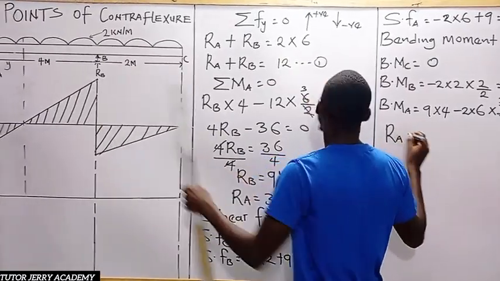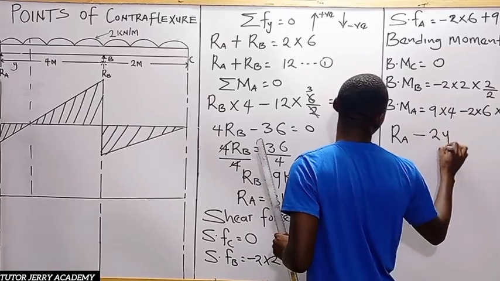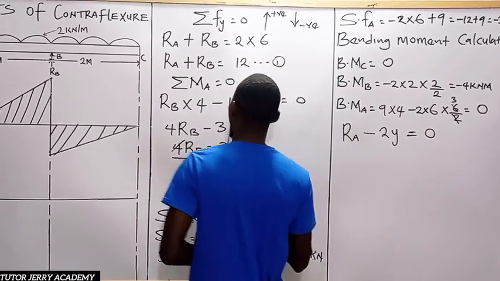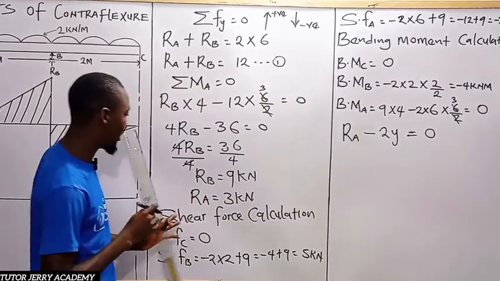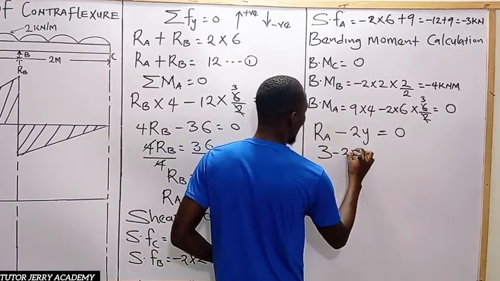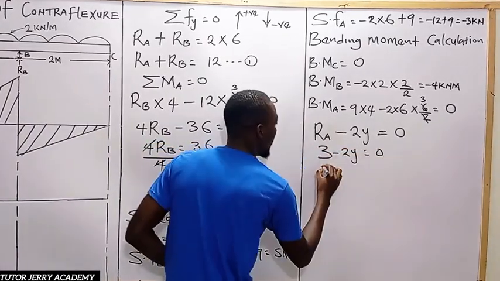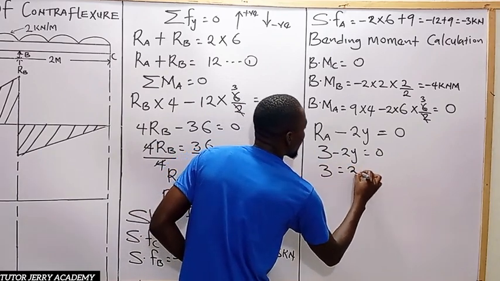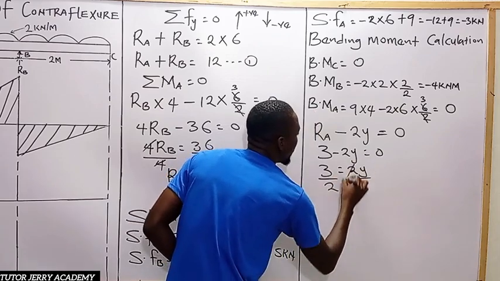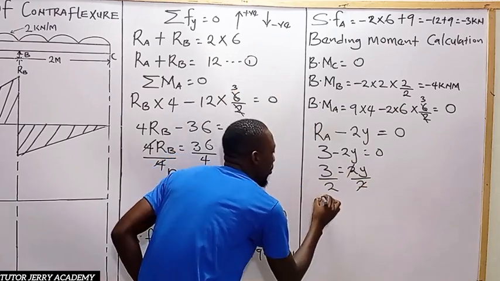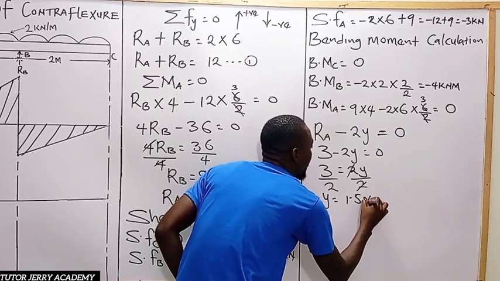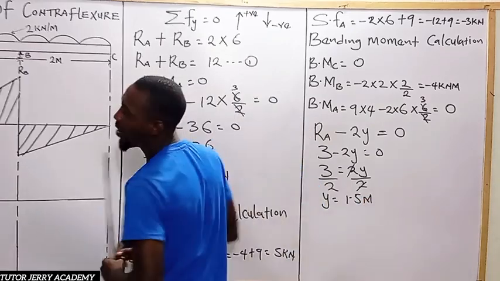2 multiplied by y, which is 2y. Then we equate this to 0. Don't forget that our reaction at A is 3. So we have 3 minus 2y equals 0. So 3 equals 2y. To get the value of y, we divide both sides by 2. So the value of y is 1.5 meters.